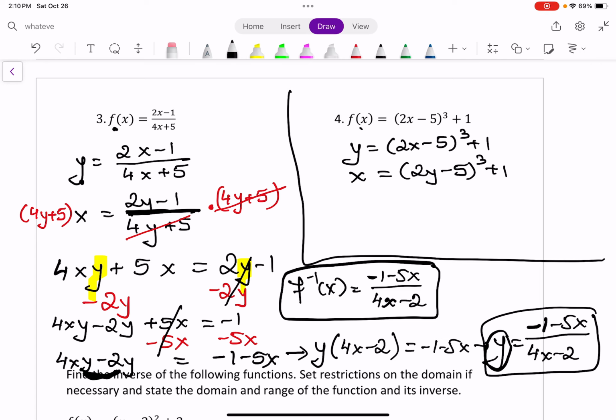Great. So how do I get y by itself? Well, I'm going to minus the 1 over. So that's how we get rid of adding. Adding and subtracting are inverses of each other. They undo each other. The next thing that undoes each other is cubing and cube rooting. So I'm going to cube root both sides.